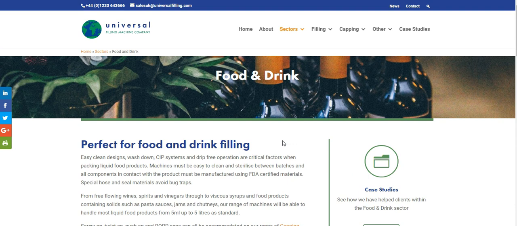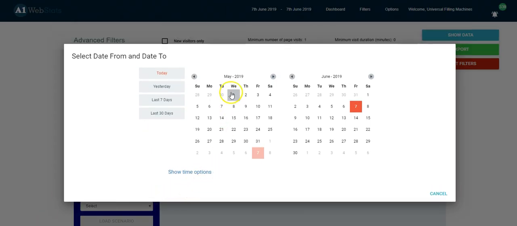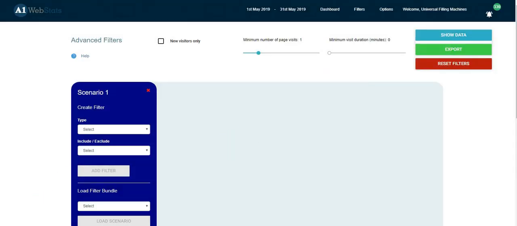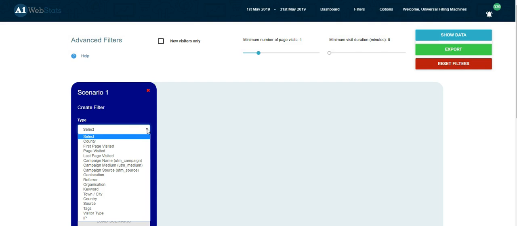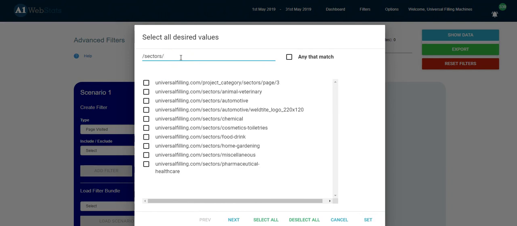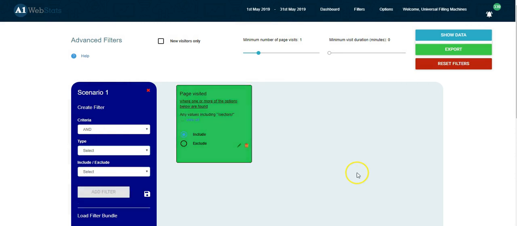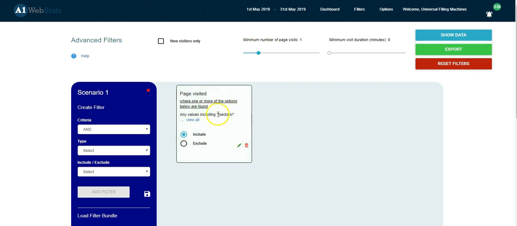We're going to use advanced filters to analyze what's actually happening. We start off by choosing a full calendar month. We're going to begin by focusing on people who got to those sectors pages. These are people interested in filling machines for particular types of applications such as food and drink, chemicals, automotive and more. So we're going to choose any of these that match and include them and add the filter. At this point, we're just going to show the data to see how many people got to those sectors pages in this time period.